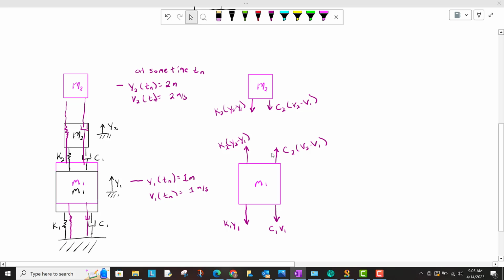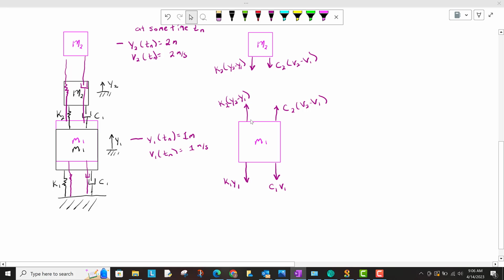If things were to reverse and Y2 was smaller than Y1, then this quantity K2 times Y2 minus Y1 would be negative, and in our equations of motion, that would create a negative value there, reversing the direction of that force in our equation of motion. So moving on to mass 2, these forces are going to be equal and opposite, so if you've determined the correct formulations and directions for the forces on mass 1, you simply have to reverse those for mass 2.